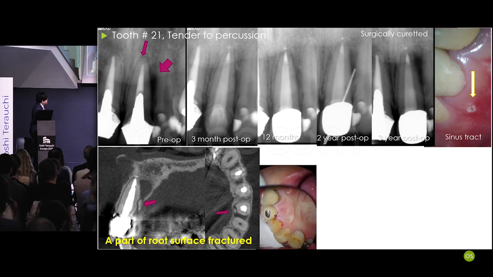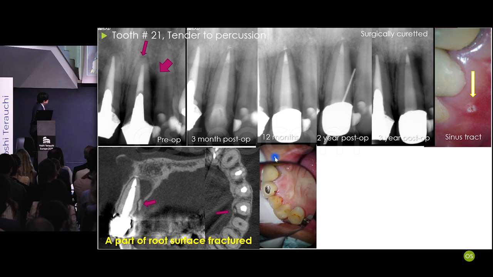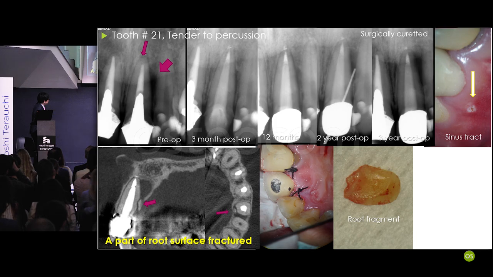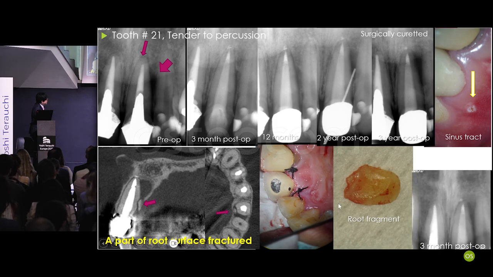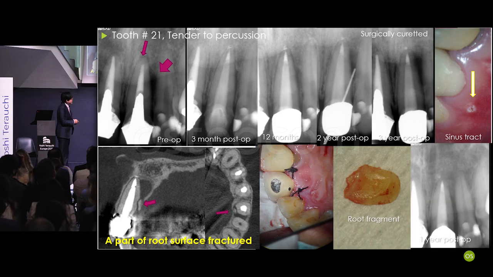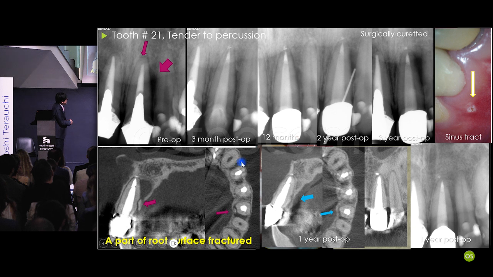So I removed the root fracture from here, and this is the fragment of the root here, and I did nothing. I just removed the root fragment. That's all I did. And this is 1 year post-op showing nice periapical healing. I also confirmed healing by taking CBCT. So look at the bone completely reformed in the defect.